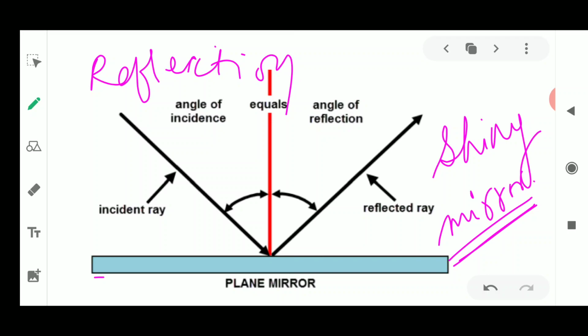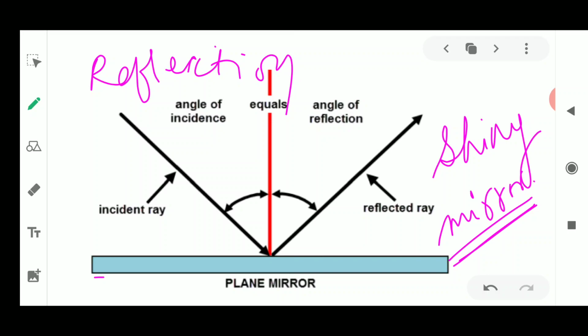Okay, these reflecting surfaces such as mirrors. Now light is always traveling, and it is in the form of a beam of light. Beam of light means it is a group of rays. This group of rays is known as the beam of light. Once this light is traveling in a group, it is going to be reflected as a group only.